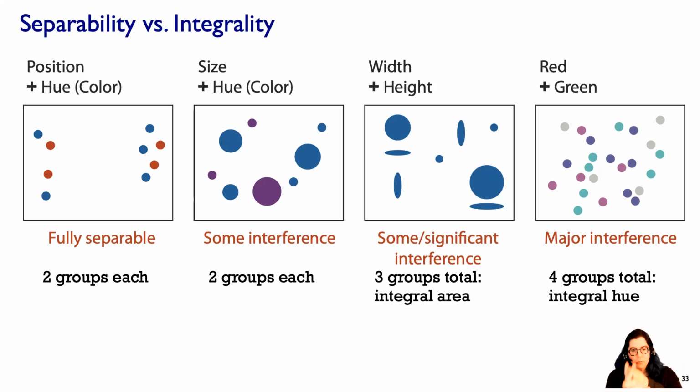Now, what happens if we scooch over one to the right and we're color coding, but we're also size coding? So there's a little bit of interference here.